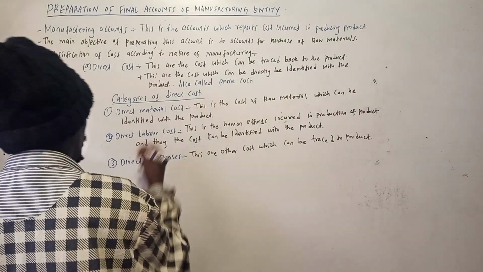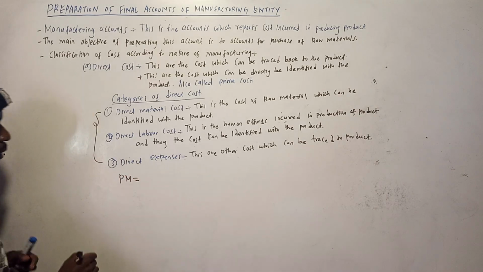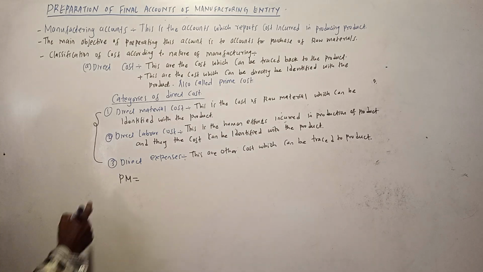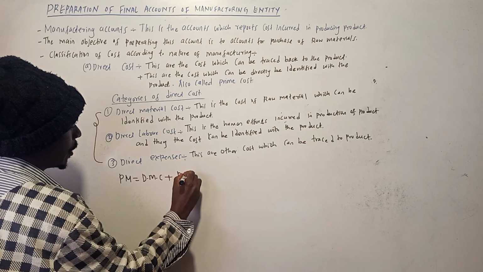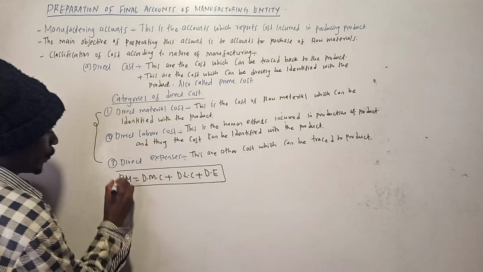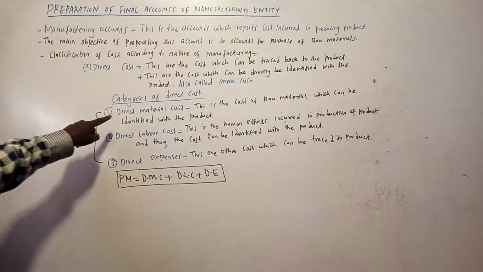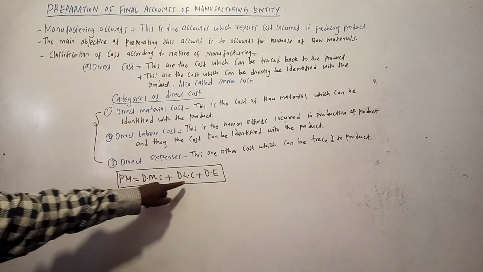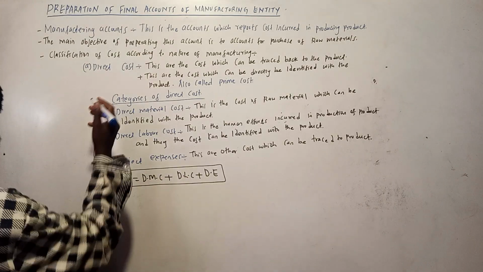Now, remember that all these three items form what we call the prime cost. So prime cost is equal to direct material cost plus direct labor cost plus direct expense. So this is the formula for prime cost. So that's number one, classification according to nature.